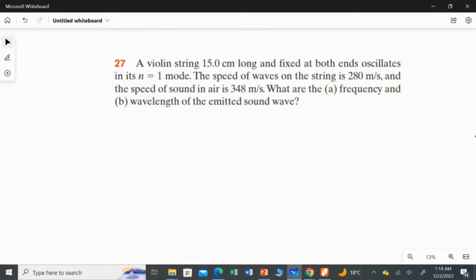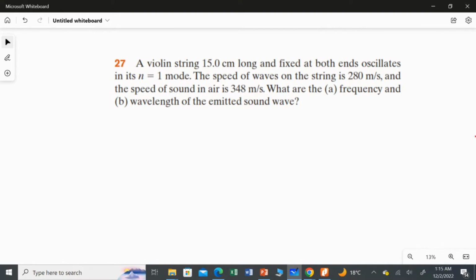The speed of the waves on the string is 280 meter per second, and the speed of the sound in air is 348 meter per second. So don't get confused about both speeds. The first speed says the speed of the waves on the string, which is v is equal to square root of T over mu, okay? And the second one is the speed of the sound in air, the constant value 348 we are going to use here, okay?